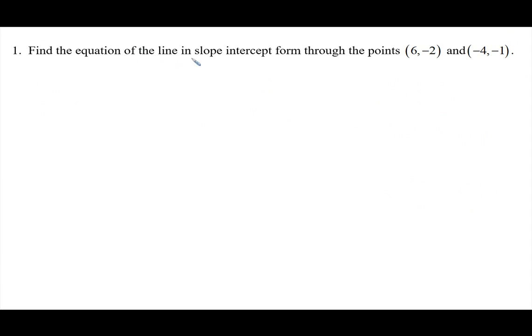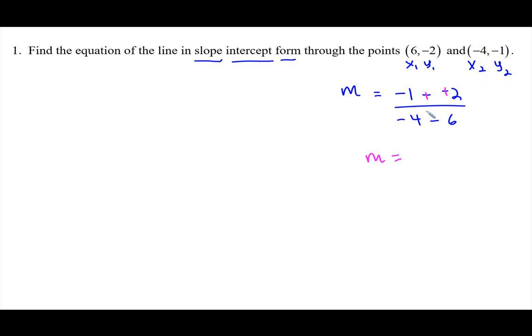We need to find the equation of the line in slope-intercept form through these two points. Make sure you understand what form you want it to be in at the end. First of all, I need to find the slope, so remember you have to use your slope formula. This is your x1, y1, x2, y2, and we're taking y2 minus y1 all over x2 minus x1. The negative there is going to make a positive. So it looks like our slope is going to be positive 1 over negative 10. So that's our slope.